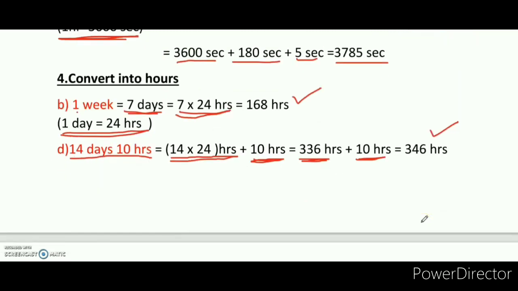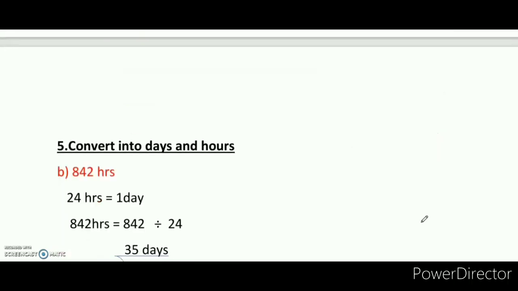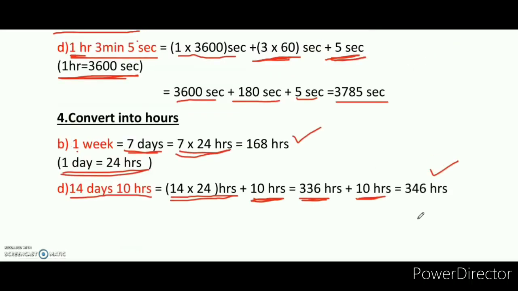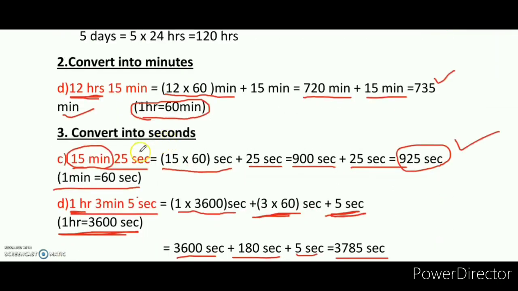Next children, move on to question number 5, convert into days and hours. In your previous questions, children, you all saw that a week is given to convert to hours. So when a bigger unit is given to convert to a smaller unit, we will multiply. Suppose week is bigger than hours, so we will multiply. In question number 3 also, children, minute is bigger than seconds, so we will multiply.